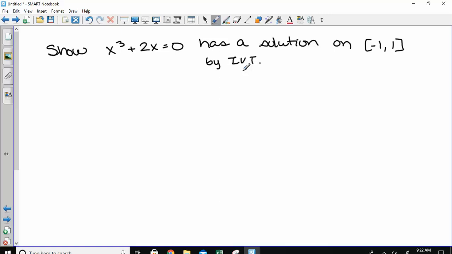First of all, if the intermediate value theorem works, what kind of function does it have to be? Continuous. So we know x squared plus 2x, that's a polynomial, so it's continuous.